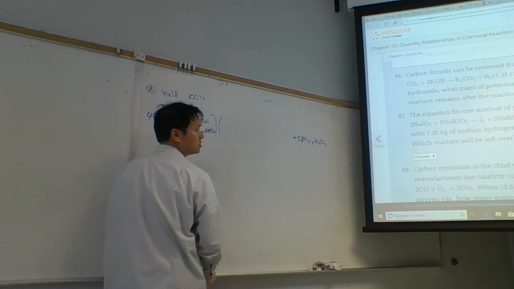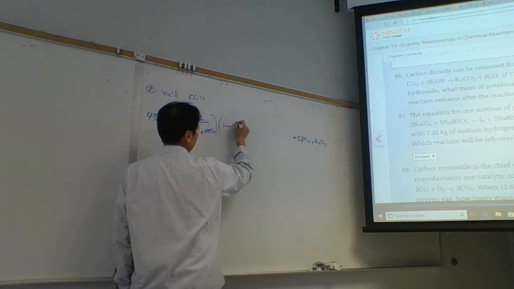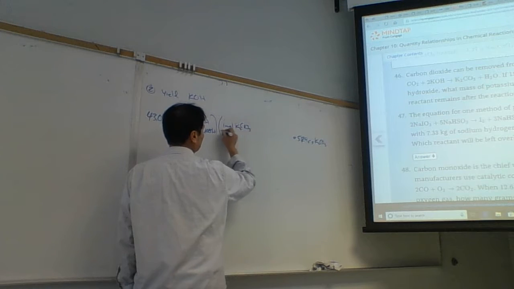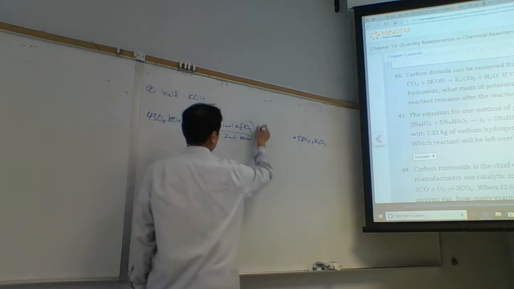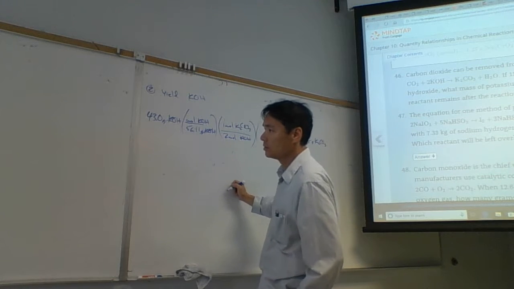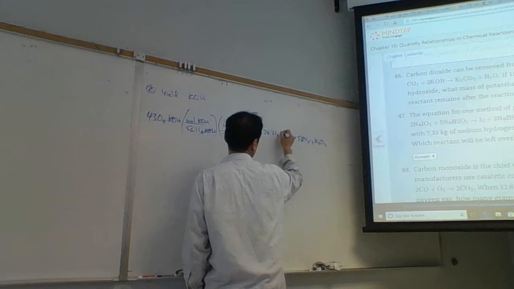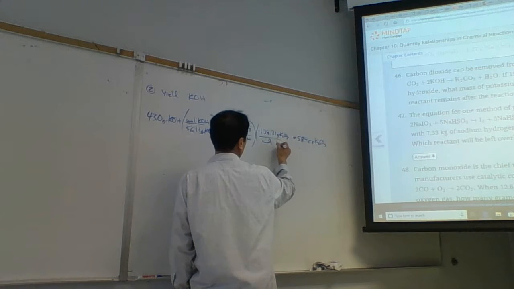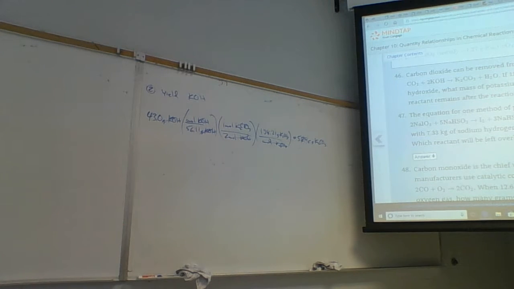And then this is a 2-to-1 mole ratio, right? So 1 mole of K2CO3 for every 2 moles of KOH. And then the molar mass of K2CO3, 138.21 grams of K2CO3 per mole. Everything cancels. Is that what other people got?